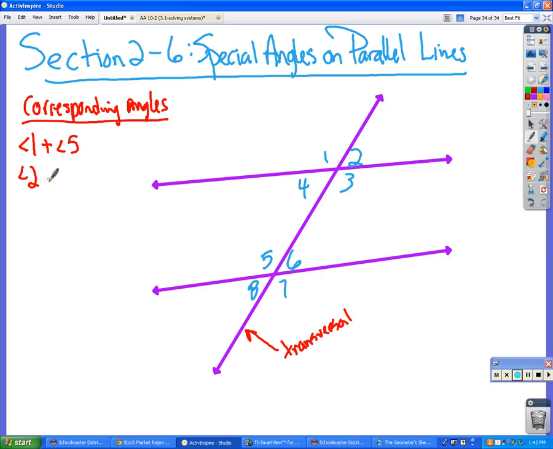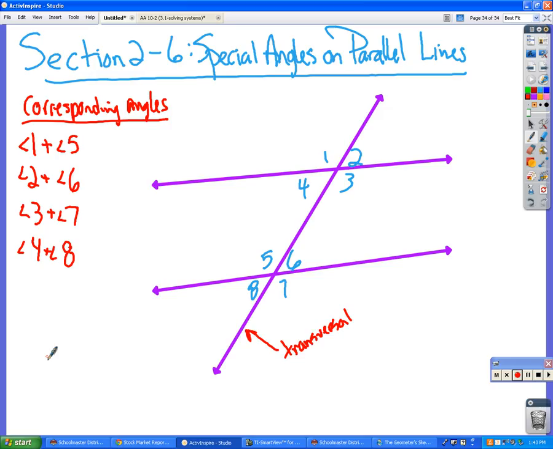Which one from down there goes with angle 2? Angle 6, because this is upper right and this is upper right. So those are corresponding angles. Give me another pair of corresponding angles. Cameron? 3 and 7. So this is in the lower right and this is in the lower right. And then the last pair are 4 and 8. Okay? So those are all corresponding angles.